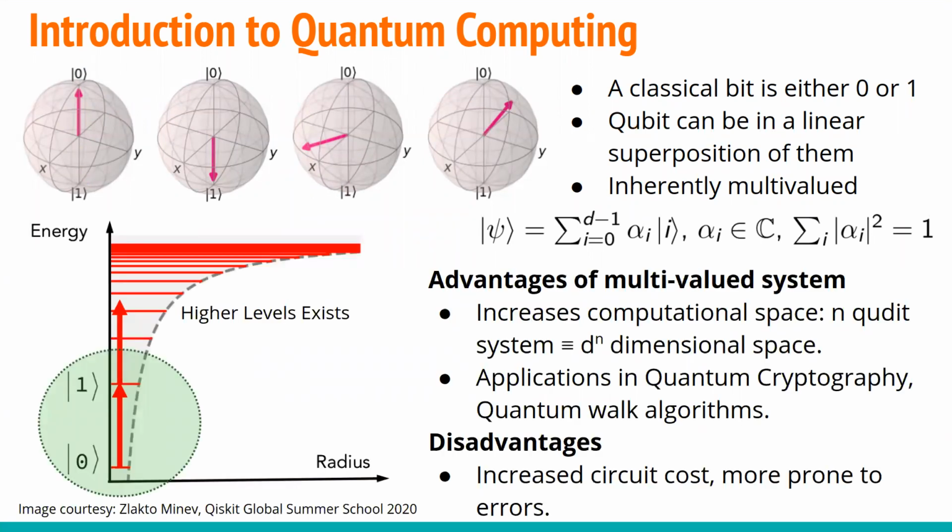The underlying physics is something like this, that it is an anharmonic oscillator and these are the energy spectrums. The lowest two energy levels are 0 and 1, but as we see, higher energy levels exist as well. So this will be 2, this will be 3 and so on. And if we move to higher dimensional systems, the computational space increases and has some beautiful applications in quantum cryptography, quantum random walk algorithms, etc. However, as we move to higher dimensional systems, the circuit cost increases and makes the circuit more prone to errors.